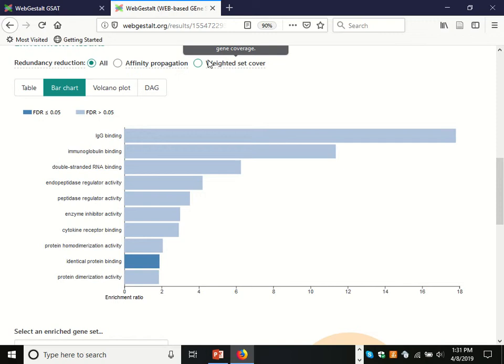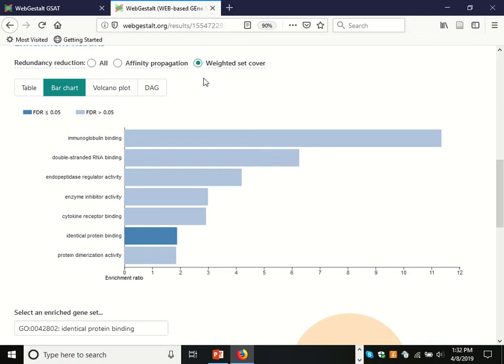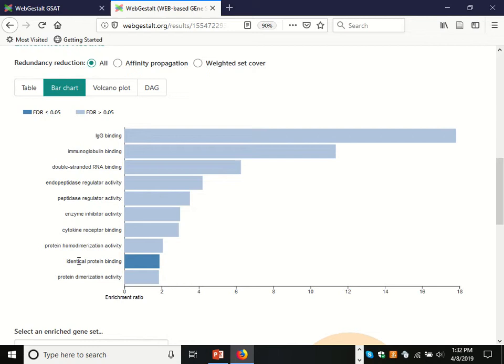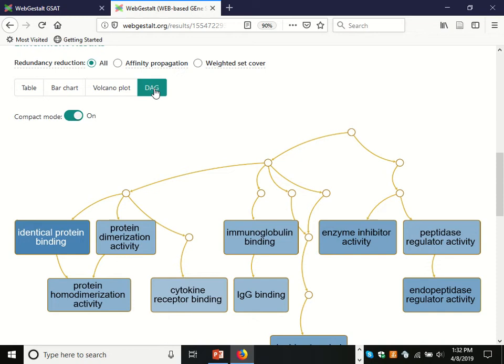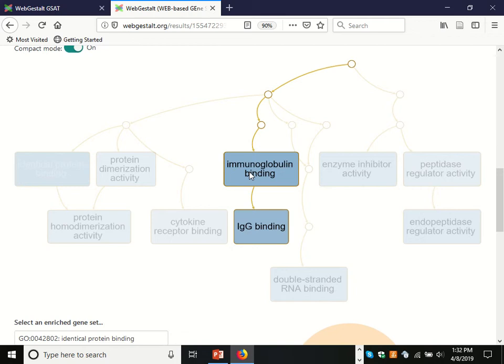Okay. What happens if you change this to, say, weighted set cover? Does it change which categories appear? It does. Did you notice that the list got shorter? So here, we started with all of the gene sets that had significant values that came back from overrepresentation analysis. But you can see that IgG binding and immunoglobulin binding are quite strongly related to each other. I believe one falls below the next in the pathway. You could even go to the directed acyclic graph approach to see how these relate to each other. You see, IgG binding is a subgroup of immunoglobulin binding. So it's not surprising that both of these would give significant p-values because they contain overlapping sets of genes.